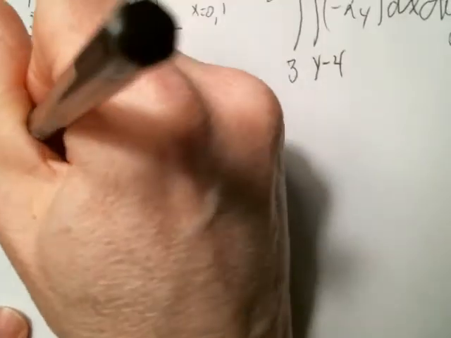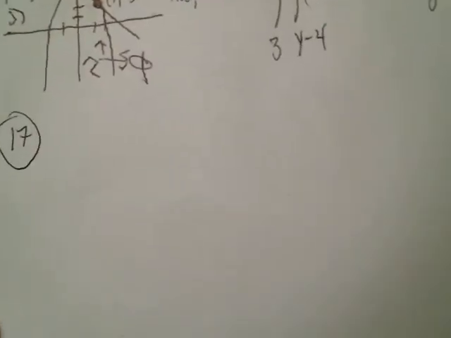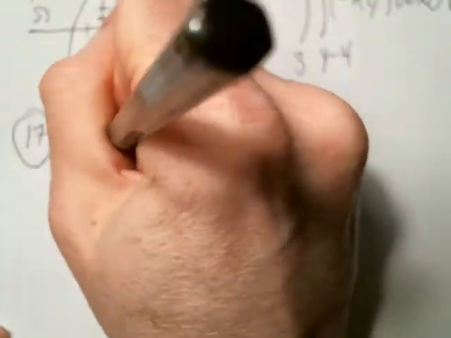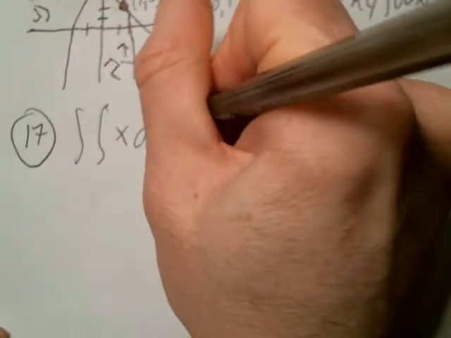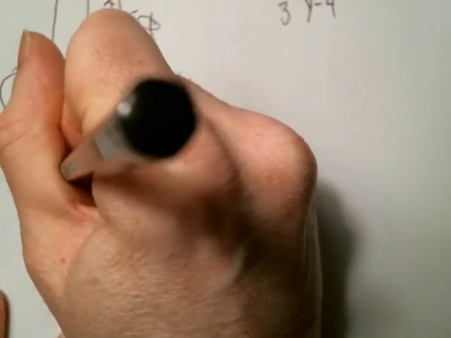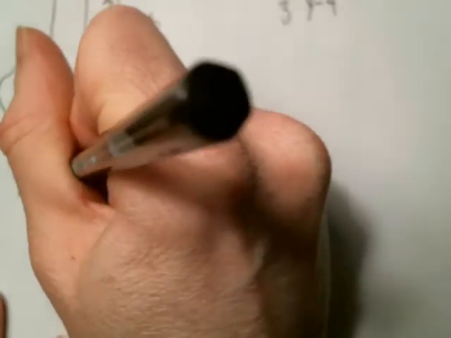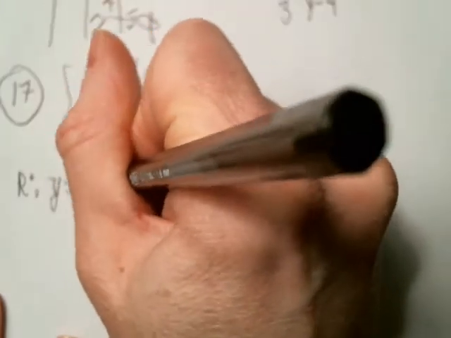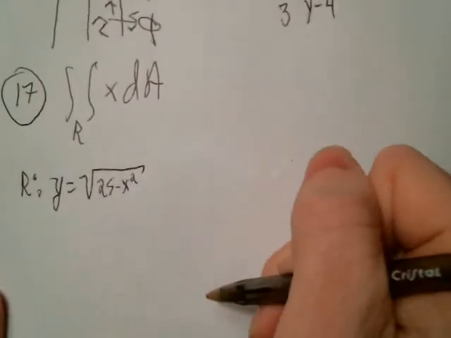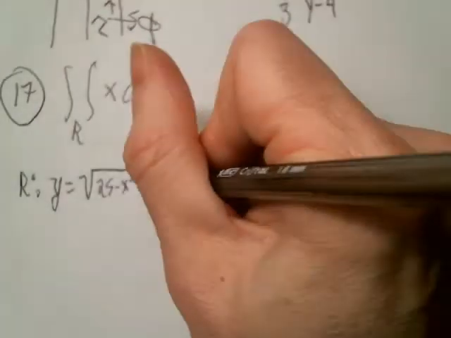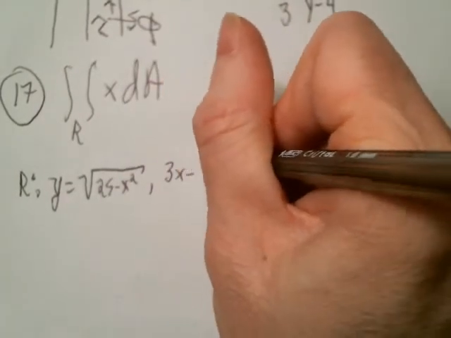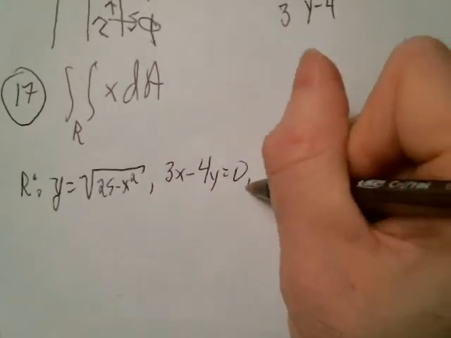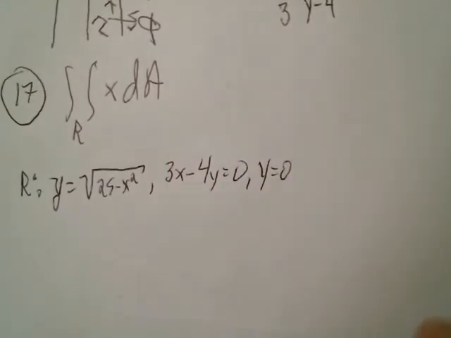Okay, let's look at number 17. This one's a little more complicated. Double integral of x dA over this region R, again, is given in the book. Excuse me. R is a region enclosed by y equals the square root of 25 minus x squared, which is the upper half of a circle. It's radius 5. Line 3x minus 4y is 0. And then y equals 0. And we want to restrict ourselves to the first quadrant.